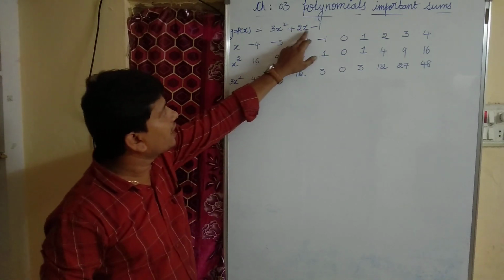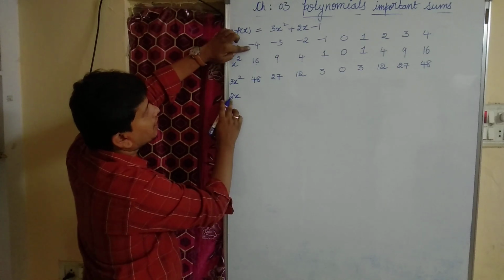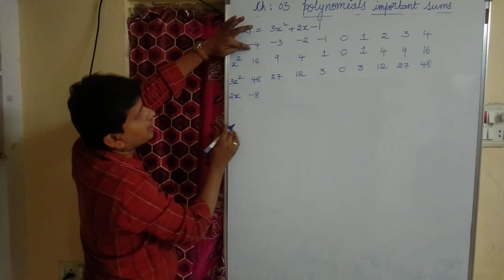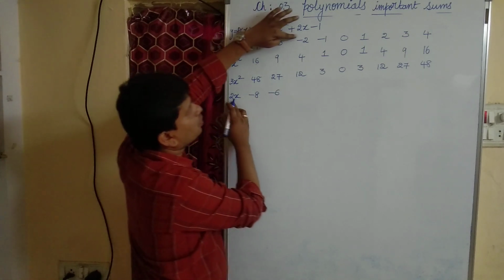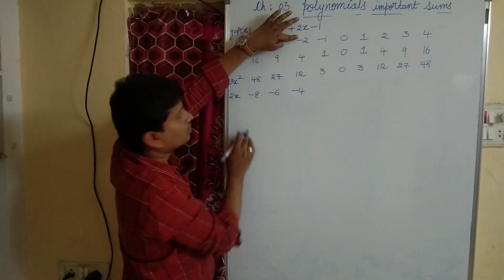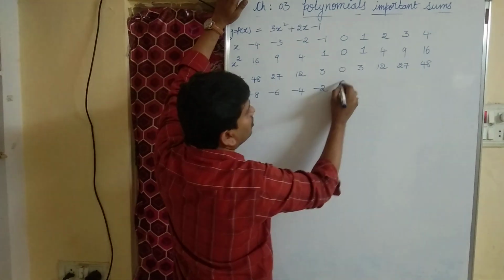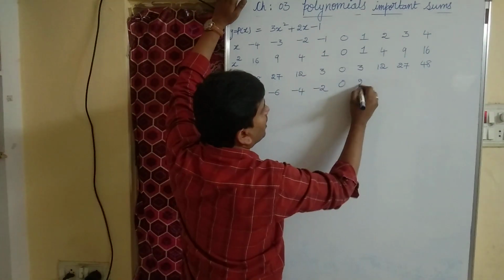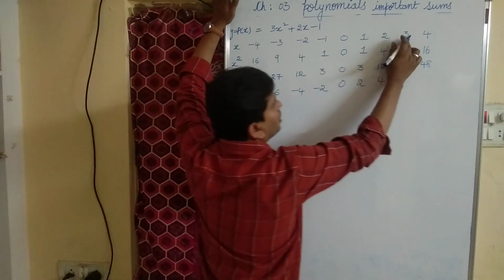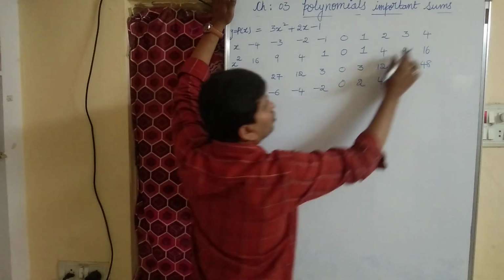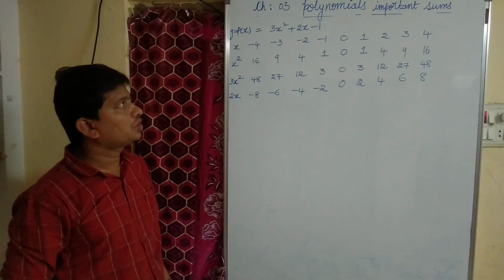Then we have to find 2x. 2 into x value minus 4, minus 8. 2 into minus 3, minus 6. 2 into minus 2, minus 4. 2 into minus 1, minus 2. 2 into 0, 0. 2 into 1, 2. 2 into 2, 4. 2 into 3, 6. 2 into 4, 8. Right? That is our 2x.